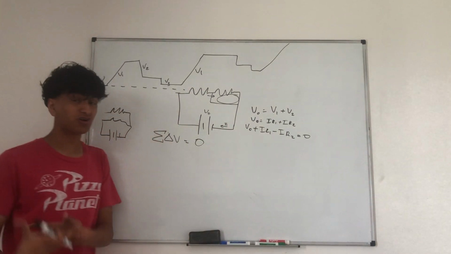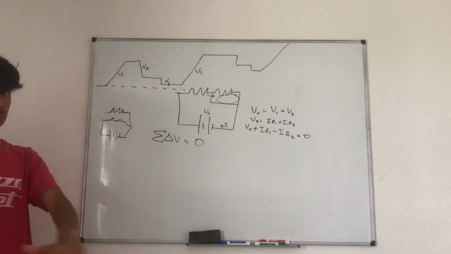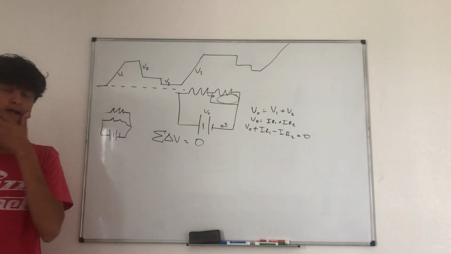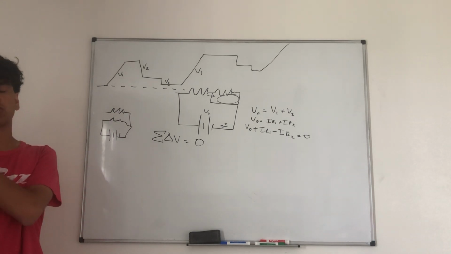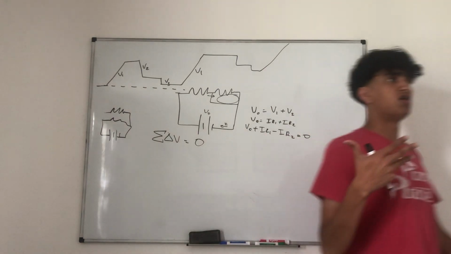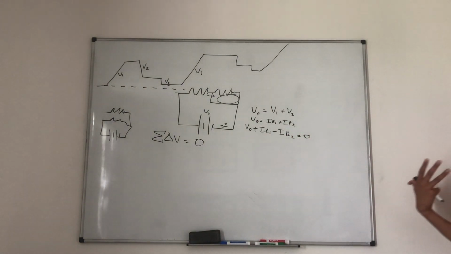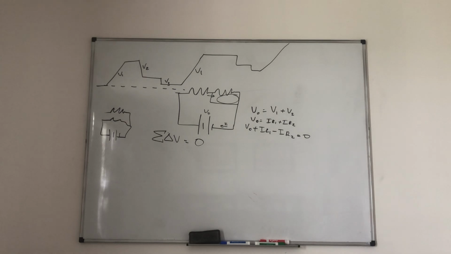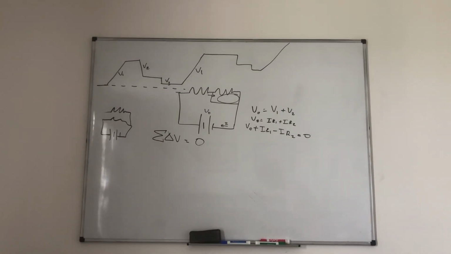Are you going with the current? Yeah, then it's going to be negative, because you're for sure losing energy if you're going through the resistor. But if you're going against the direction of current, it has to be positive. So that was just a quick little thing on the voltage law, the loop rule as it's also called. And hopefully this stuff makes sense.